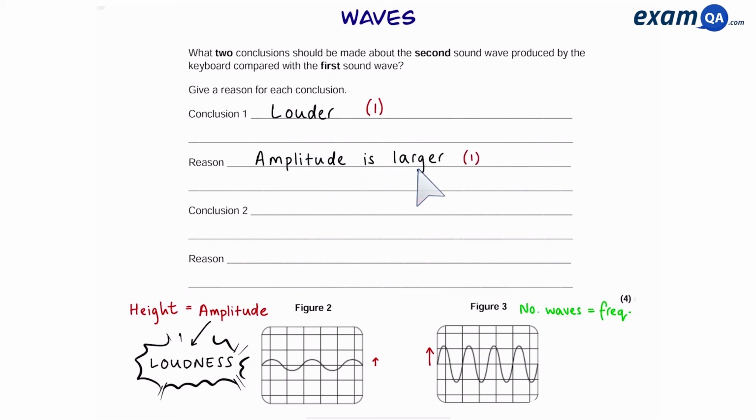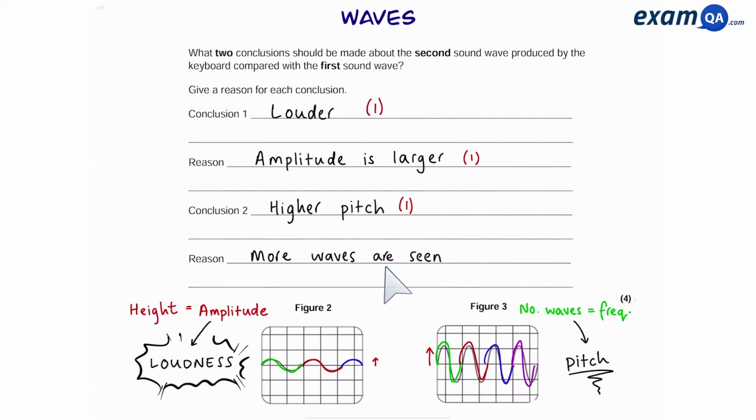Now, the number of waves is equal to frequency, and this measures the pitch of a sound. So if we look at the first diagram, we have 1, 2, 3, 4 waves. And in the second one, we had 1, 2, and a half. So 2.5 waves. Therefore, figure 3 must have a higher pitch. And the reason is because more waves are seen on the CRO.